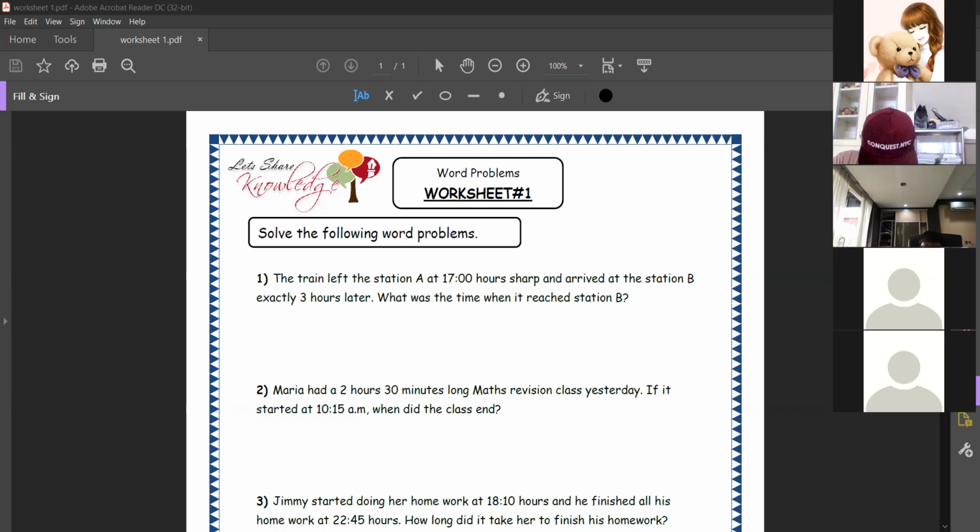So since 17 is already in 24 hours, I prefer you give your answer in 24 hours. 8 hours is very good, but 8 hours in 24 hours is what? What was the time when it reached station B? 21? It's not 21. 20. Very good. 20 hours. So you have to show the working, 17 hours sharp.